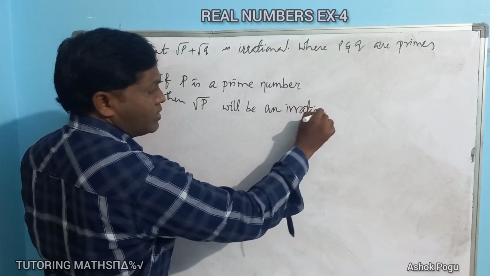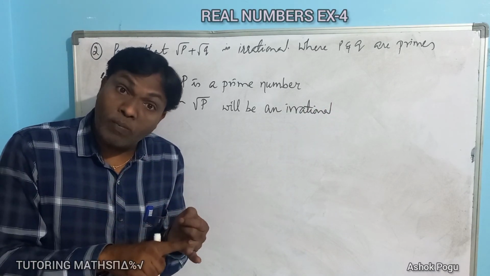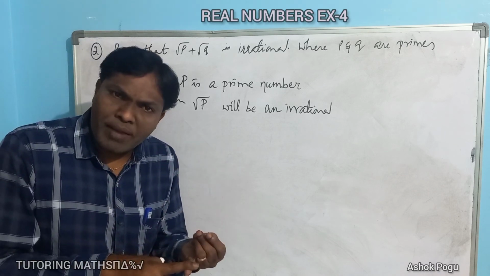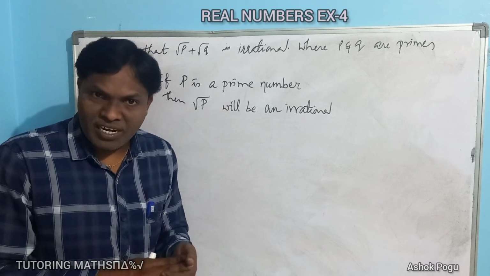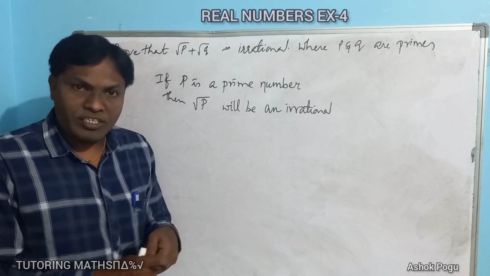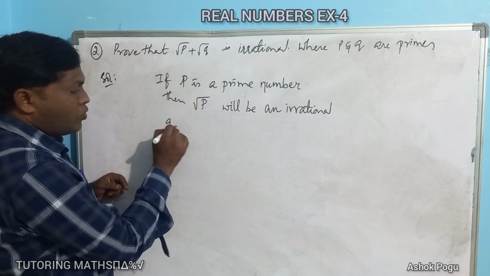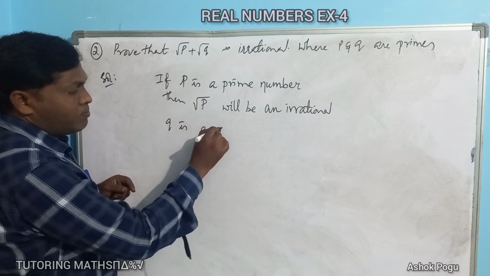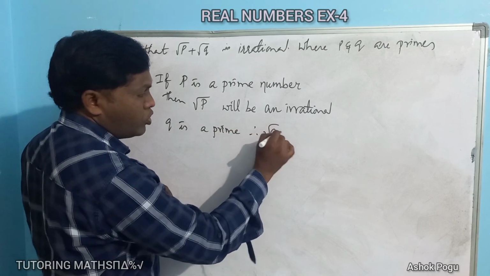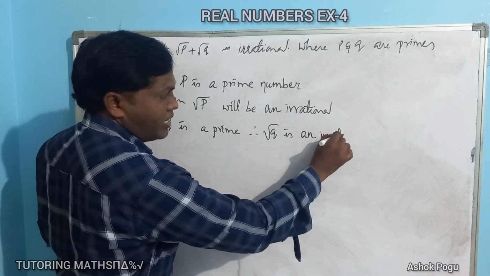Surely we know that, because 2 is a prime number. Then root 2 becomes an irrational number. 5 is a prime number, root 5 is an irrational number. 7 is a prime number, root 7 is an irrational number. Surely, compulsory. So next, q is a prime, therefore root q is an irrational.